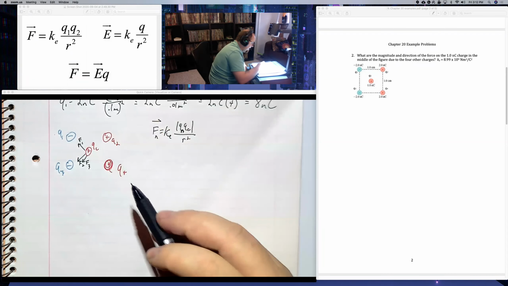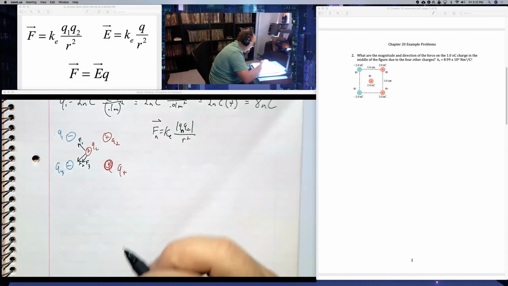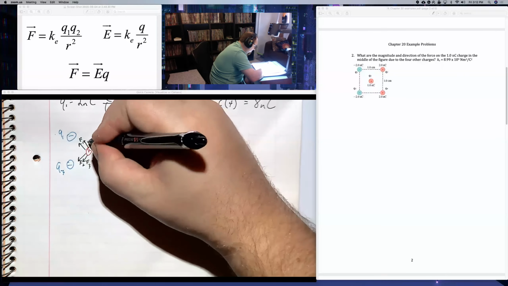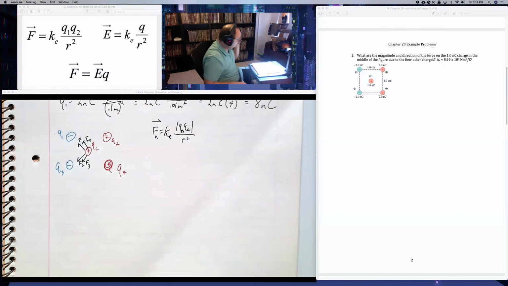3. And between C and 4, we have a positive and positive. They're going to repulse. And what my picture shows is that these kind of point together. That F1 and F4 are parallel. And F2 and F3, they're also parallel. They point right in the same direction.